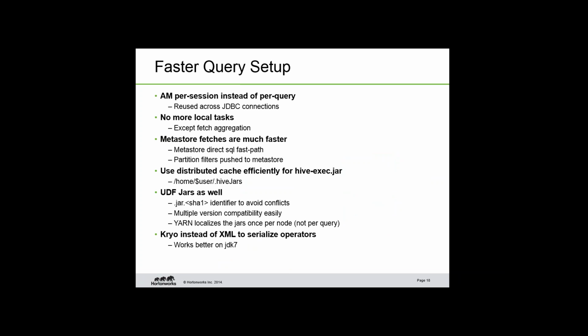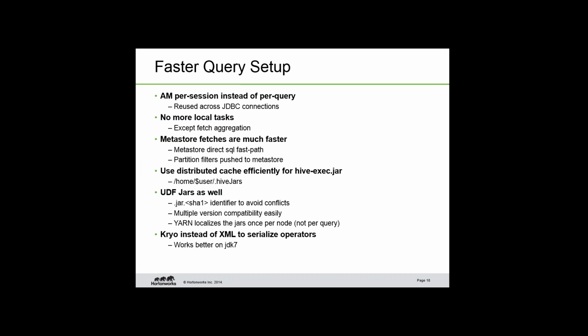So just for the per session instead of per query, so that it could be reused across all the JDBC connections for Hive. There is no more local task except the fetching aggregation. Metastore fetches are much faster compared to Hive. The Hive Metastore is responsible for storing metadata. So the Metastore direct SQL fast path, with the help of the Tez framework, makes them much faster. Partitioning filters are pushed into the Metastore.